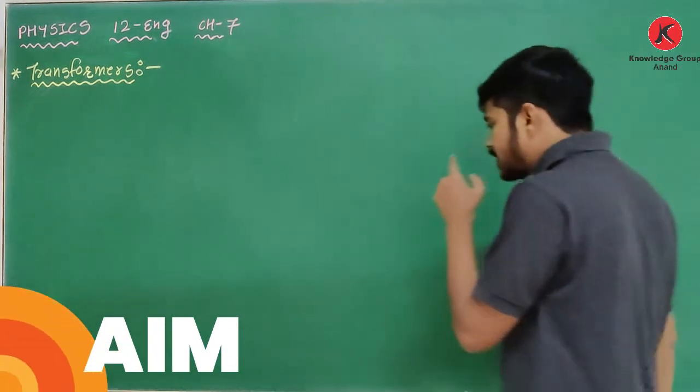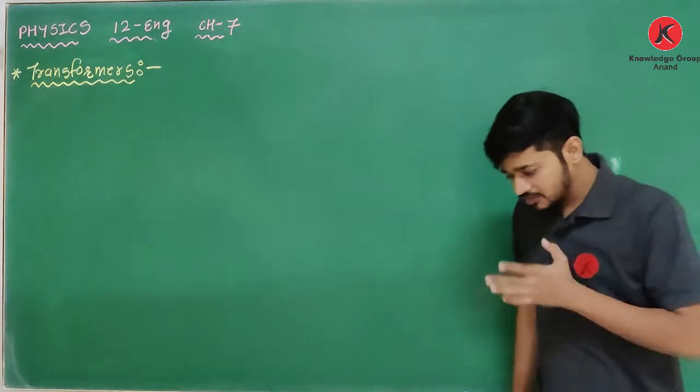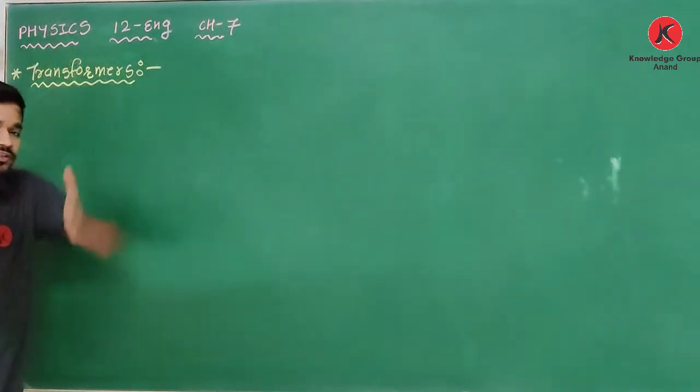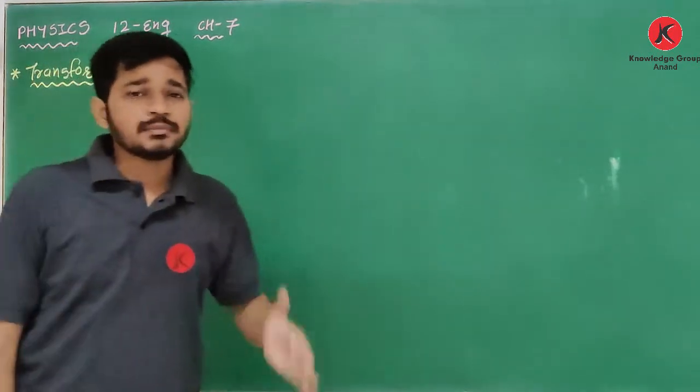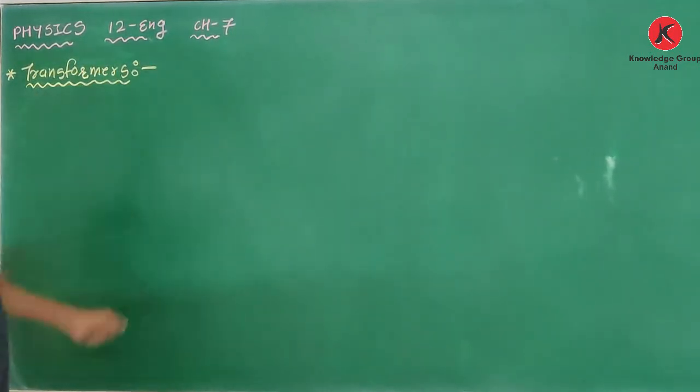In the last lecture we discussed LC oscillations. When a capacitor and an inductor are connected, what happens? Energy oscillates between the inductor and the capacitor. Today's topic is transformers.